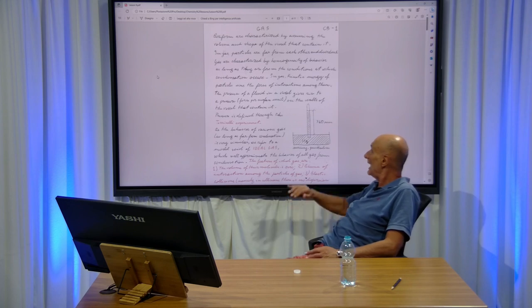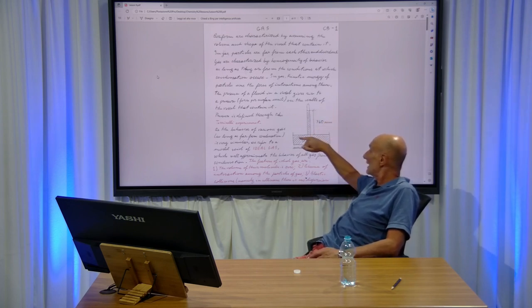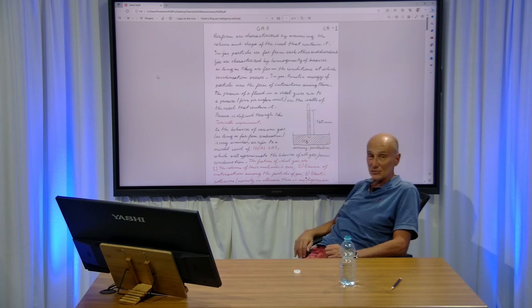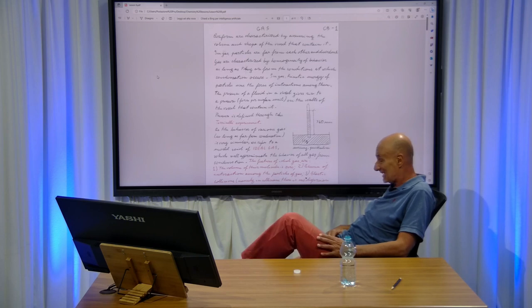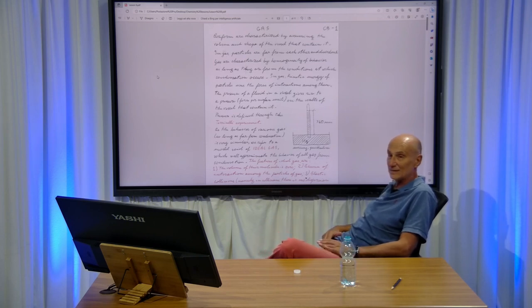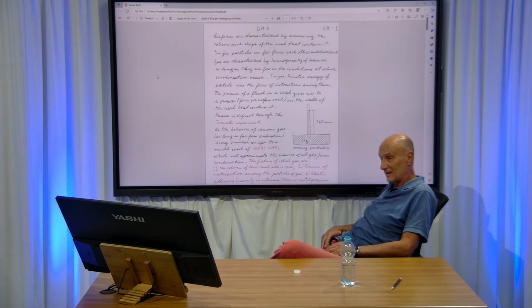And the height of the mercury with respect to the level of the free surface of the mercury is about 760 millimeters. If the weather is good, this level is slightly higher. If the weather is not good, this level is slightly lower. Okay?